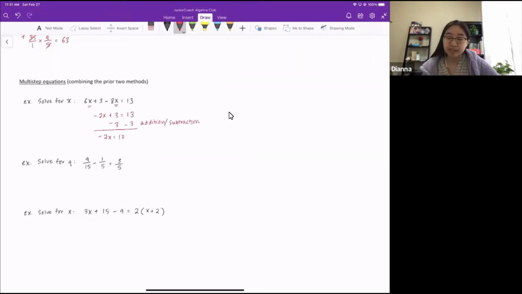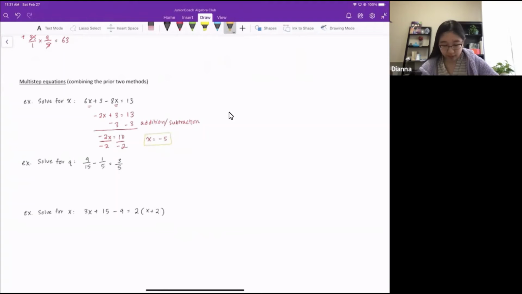Okay, and then here now we have to get x by itself. So I'm going to divide both sides by -2. Hopefully it's becoming more clear now why I'm doing this. If I divide by a -2, I get 1x. So x by itself. So what's 10 divided by -2? It should be -5. So this would be my answer.